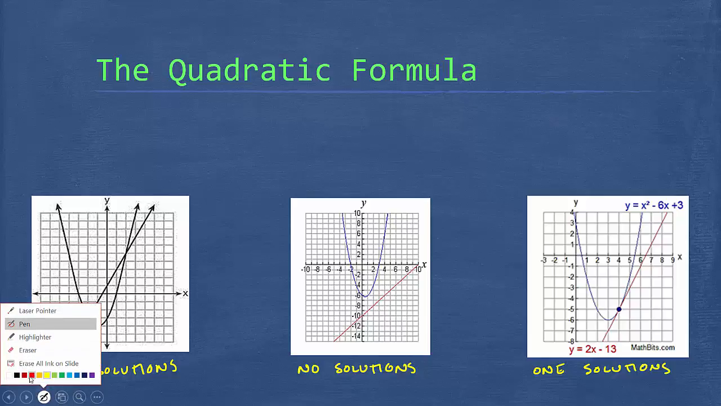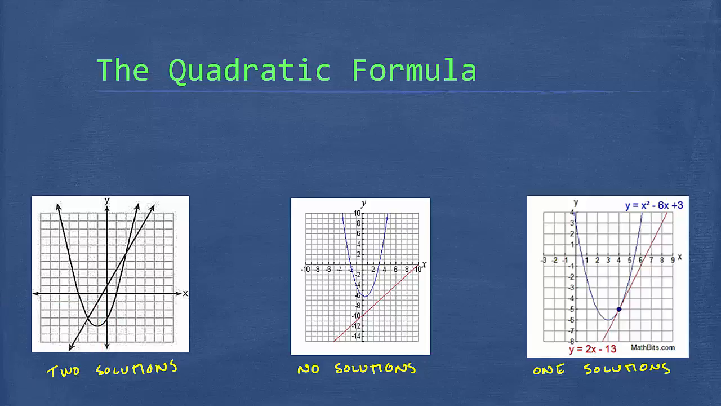So two solutions. Remember from before, the number of solutions are the number of places where the line intersects, in this case, the graph of the quadratic equation. So we've got two spots there. We've got nothing here, so there are no solutions. And for one solution, it just touches. It does not go beyond that line, but they touch. They intersect at that point and only that point.